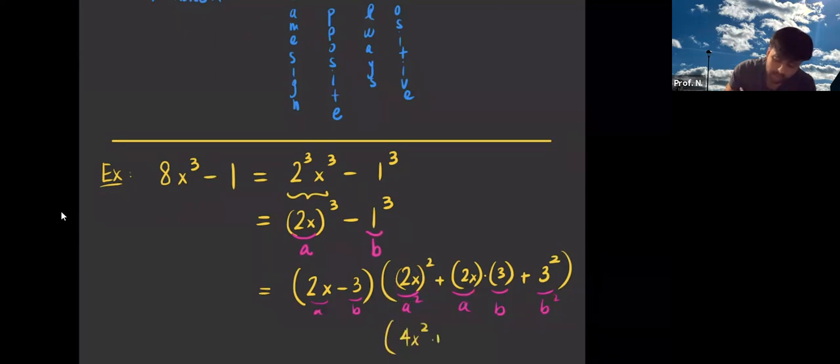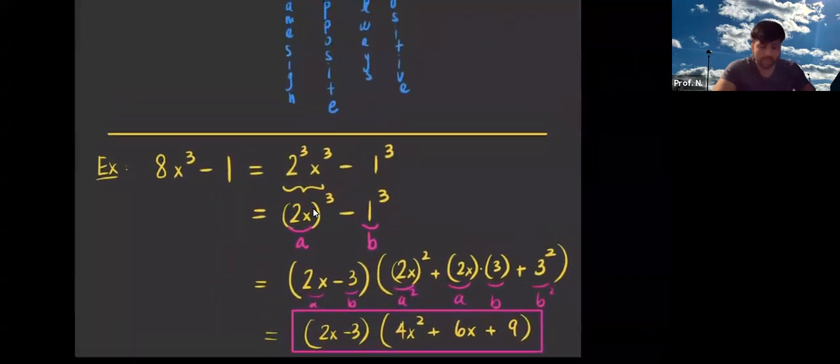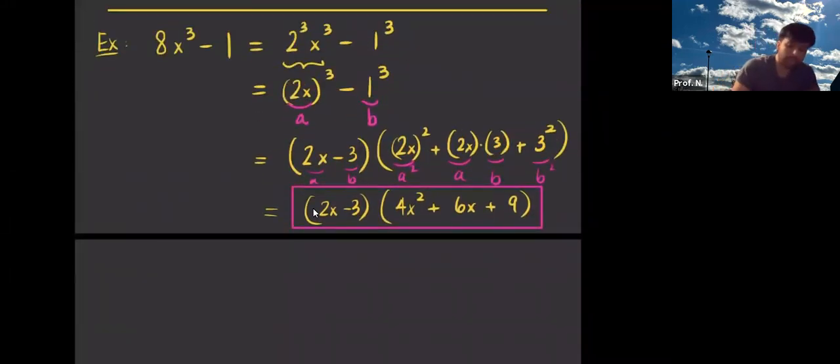2x times 3 becomes 6x, and 3 squared becomes 9. I'm just left with the 2x minus 3 to the left of it. And this is my final factorization. So this is a difference of two perfect cubes.